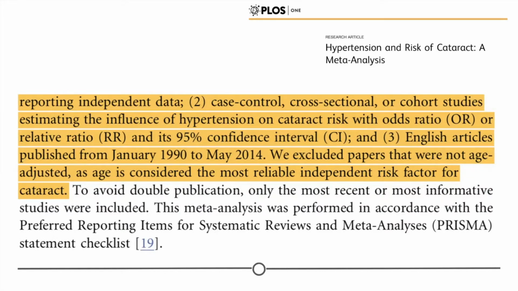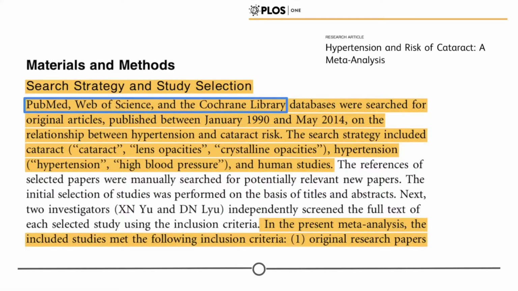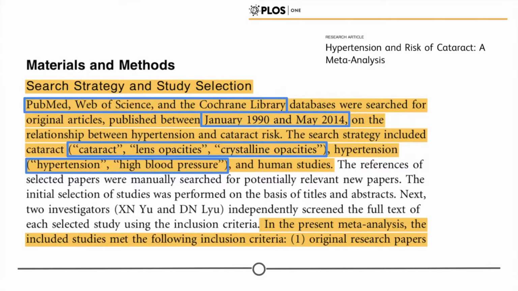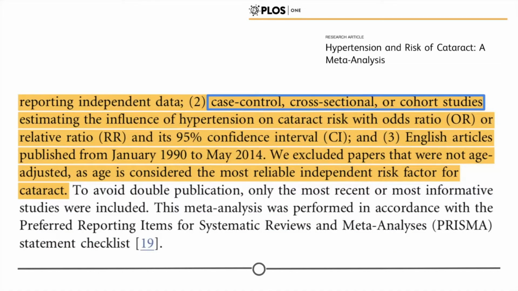So let's pull out some keywords. PubMed, Web of Science, and the Cochrane Library. January 1990 to May 2014. Cataract, lens opacities, crystalline opacities, hypertension, high blood pressure. Human studies. Original research papers. Case control, cross-sectional, or cohort studies. Excluded papers that were not age-adjusted.